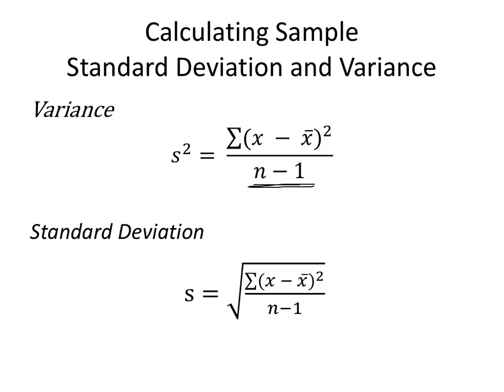instead of just n. And the only other difference that you might see is that instead of mu, we have an x bar. And that's because we're working with sample data. So now the mean that we have is from our sample, and we denote that using an x bar. Just like before, to find our standard deviation, we're simply going to take the square root of our variance formula, or our variance that we've already calculated.